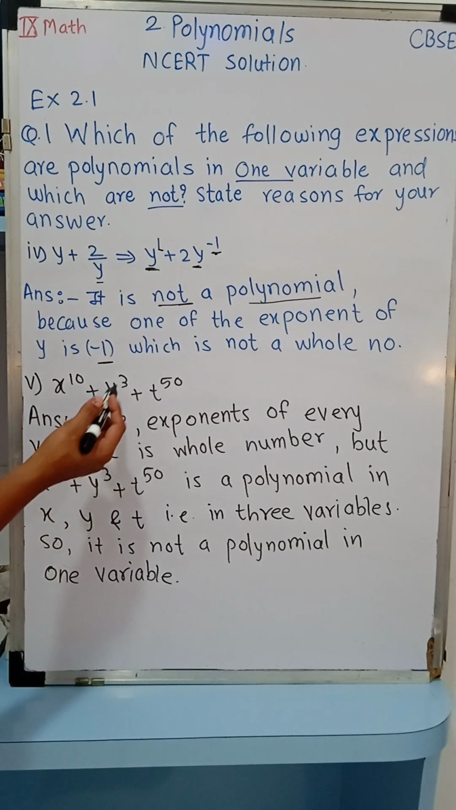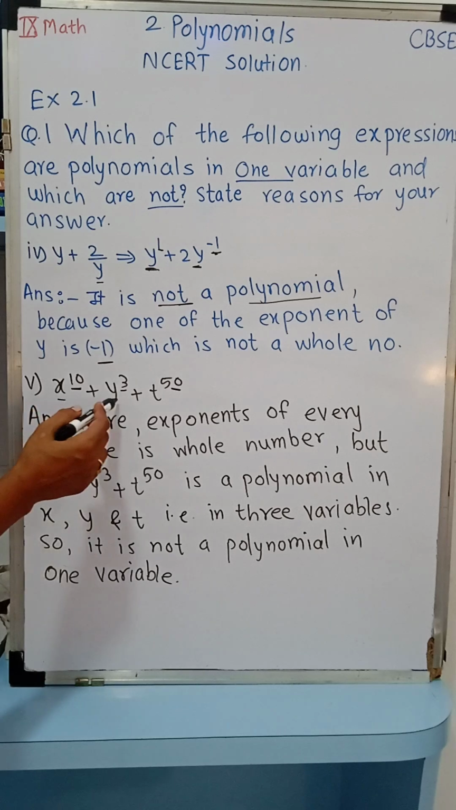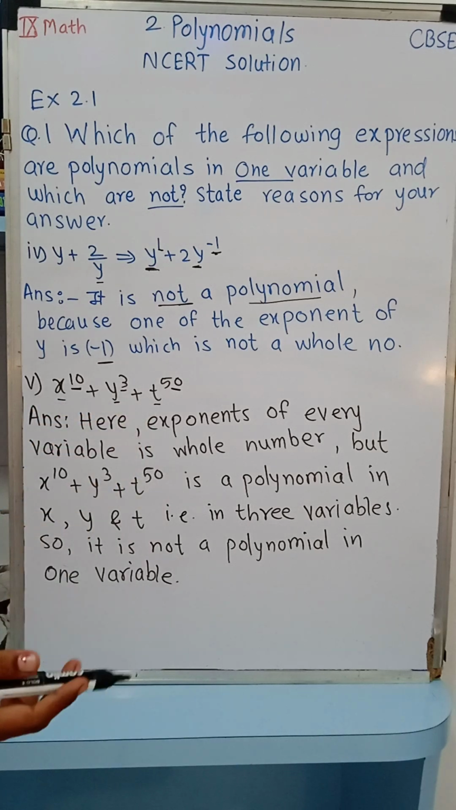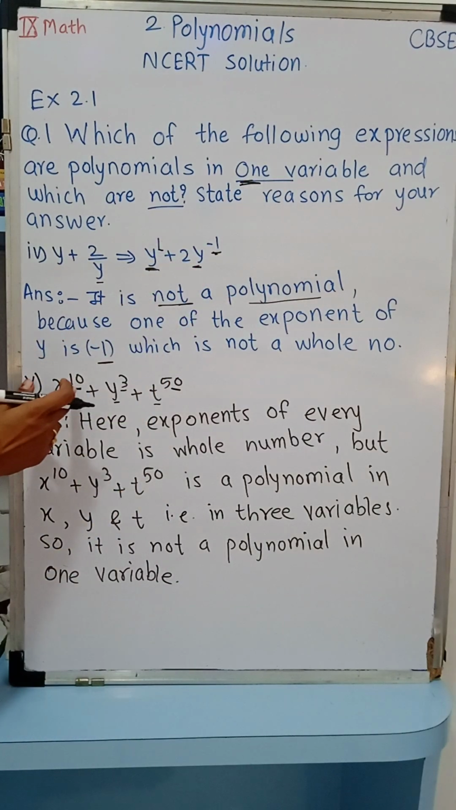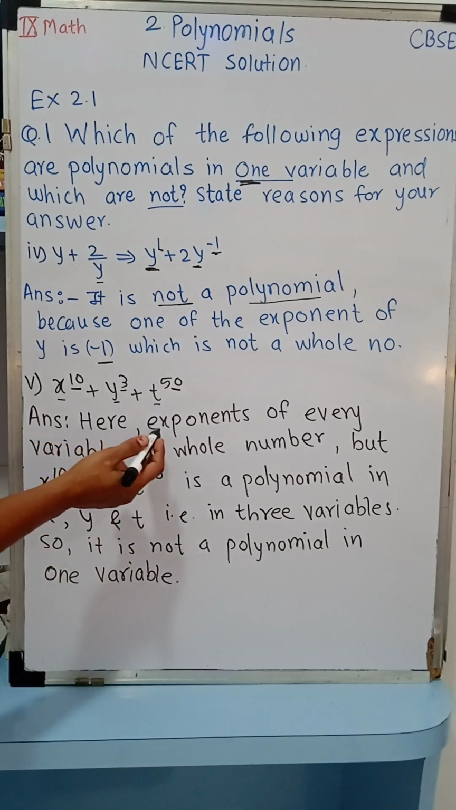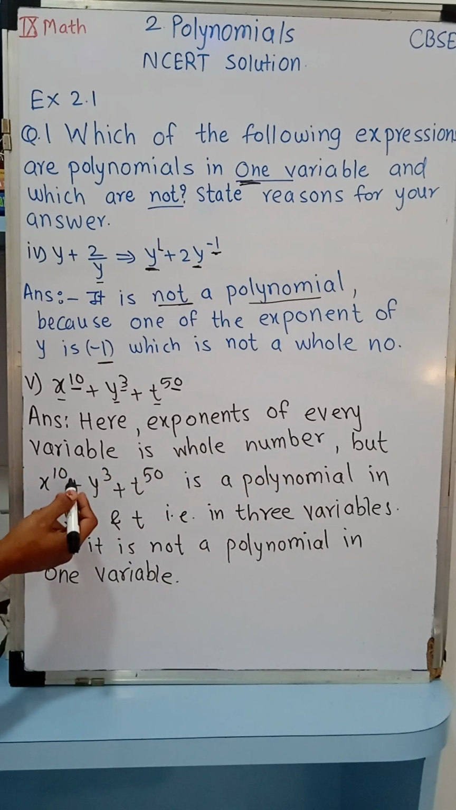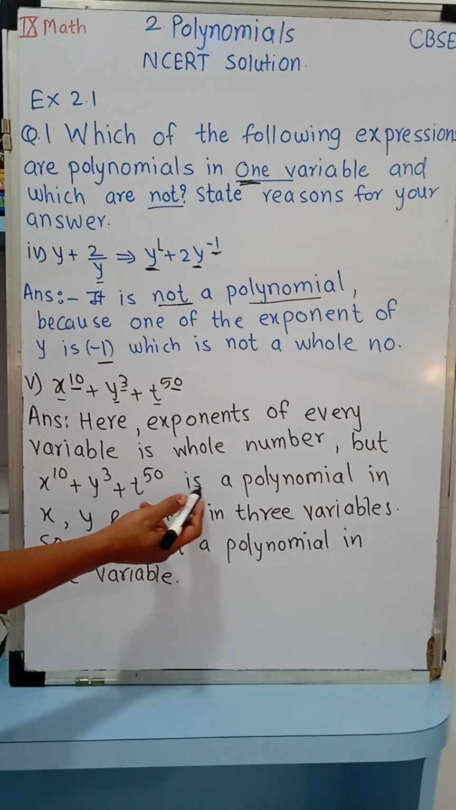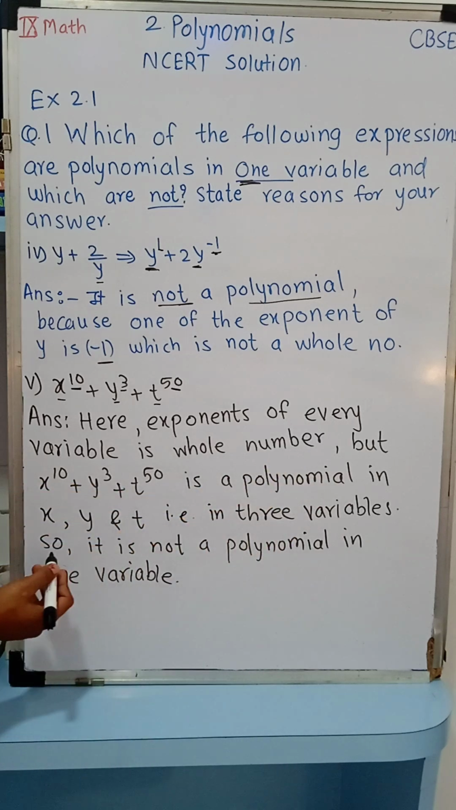X raised to 10 plus y raised to 3 plus t raised to 50. Now check, all the powers are whole numbers, but the variables are x, y and t, which is three variables. Here we need to check whether it is one variable or not. Since there are three variables, it is not a polynomial in one variable. How to write the answer? Here the exponents of every variable are whole numbers, but x raised to 10 plus y raised to 3 plus t raised to 50 is a polynomial in x, y and t, that is in three variables, and so it is not a polynomial in one variable.